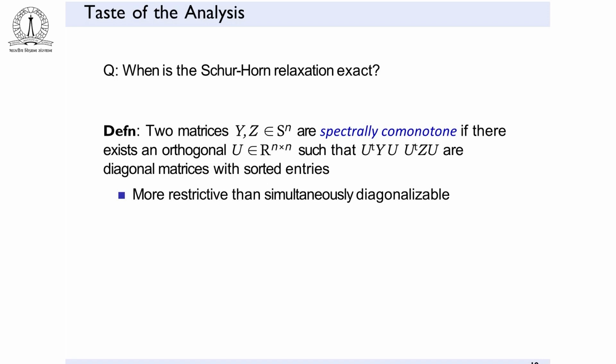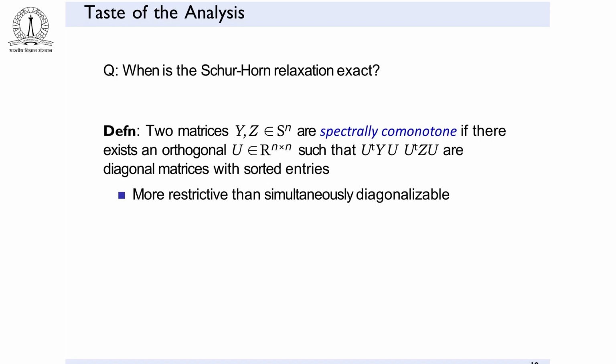But here, we actually have an interesting and nice answer to this question. And to get to that answer, we need a definition. This is maybe the second and last definition of this talk. Two symmetric n-by-n matrices will be called spectrally comonotone if there exists an orthogonal matrix such that when I conjugate both of them by the same orthogonal matrix, these are diagonal matrices with sorted entries.